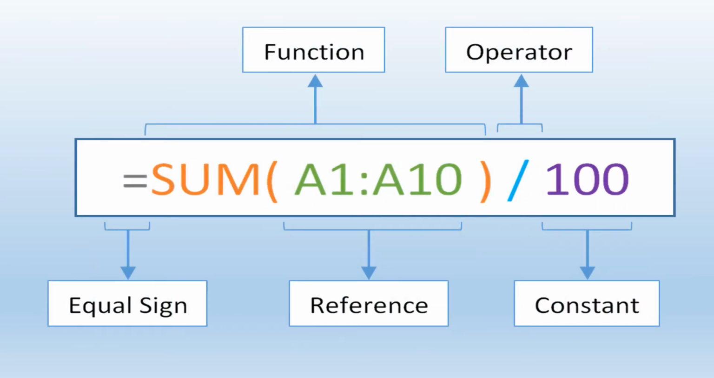If you take this, it starts with the equal sign and the whole part we call a function, and you see the operator, the division mark, and the cell references are A1 to A10. That means all the cells from A1 to A10, and then the 100 is a constant value.